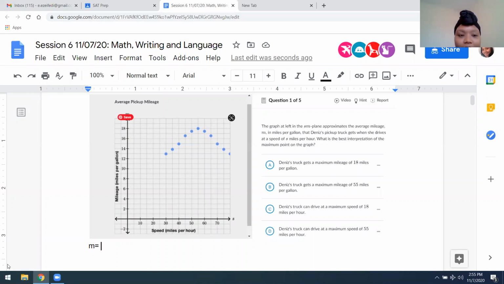So now, we have here average mileage, it says, is M. So M equals, or is, average mileage. Then we have S, it says S is miles per hour.